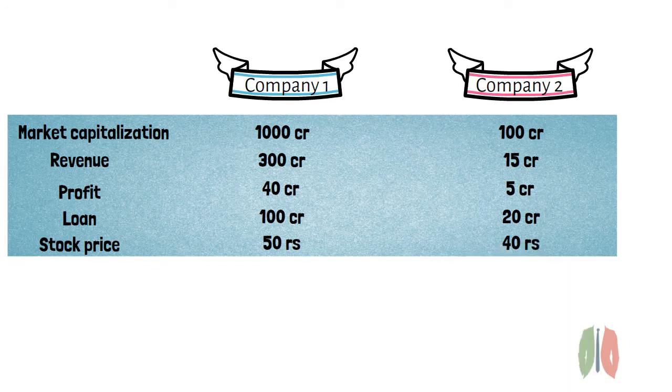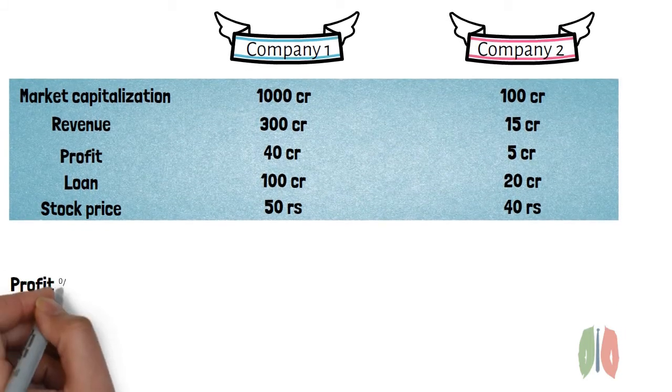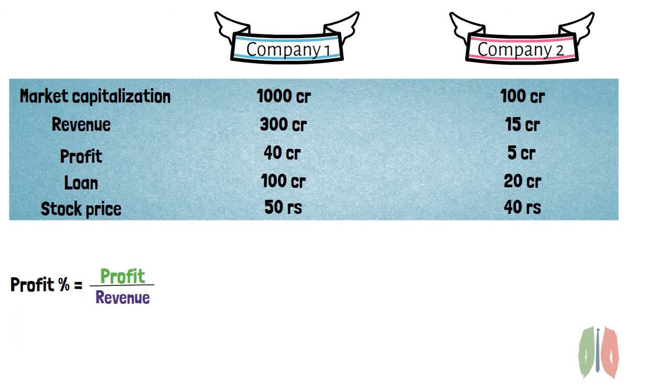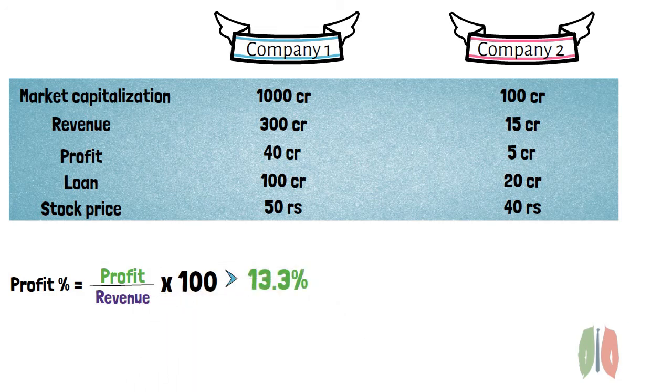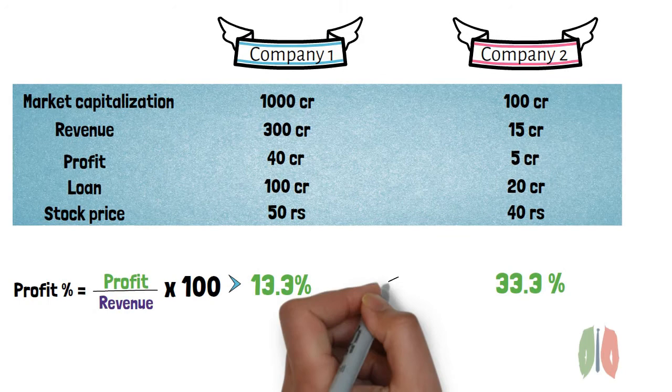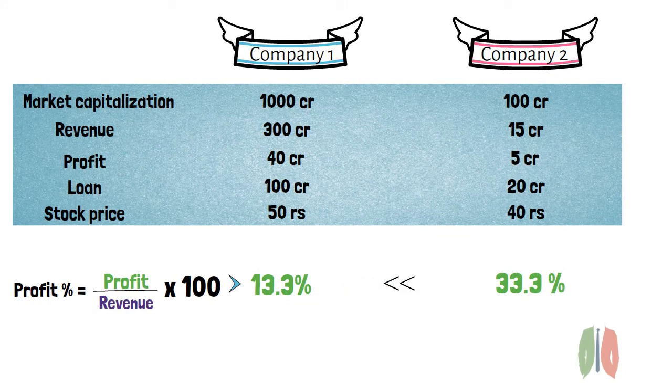So it is difficult to compare these two companies with the given data. To simplify this problem, we have financial ratios. Let's take the profit ratio of these two companies. Company 1 has a profit ratio of 13.3% and company 2 has a profit ratio of 33.3%. So by this ratio we can tell that company 2 is earning more profit than company 1. This is where the financial ratios come into play.